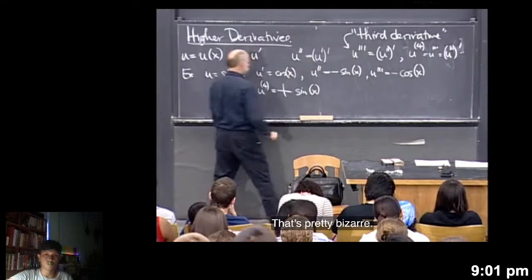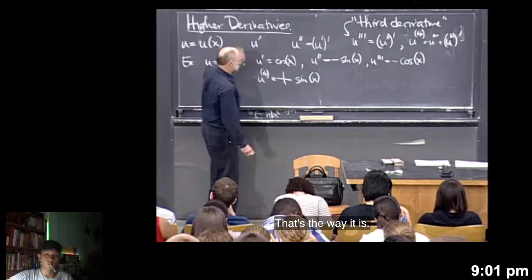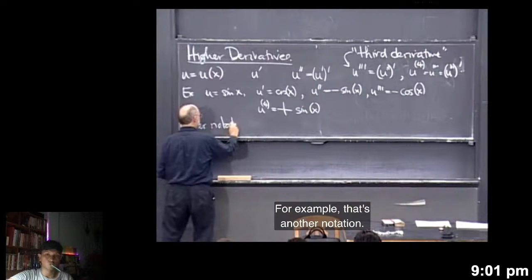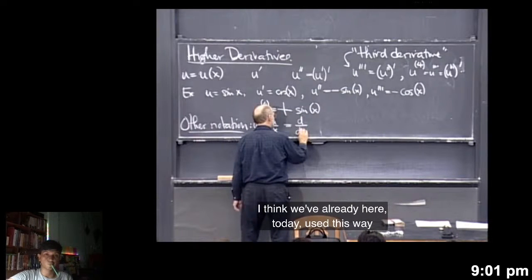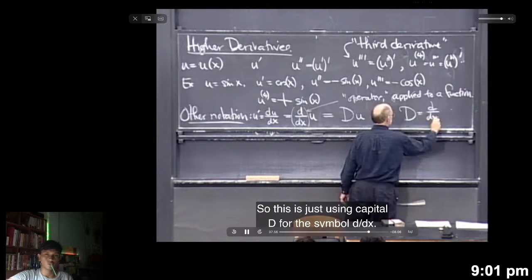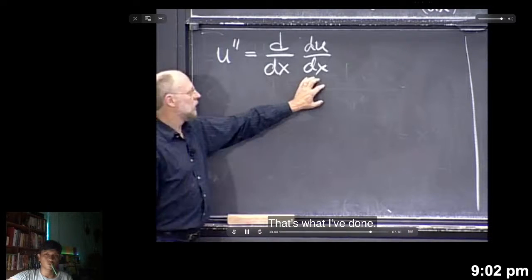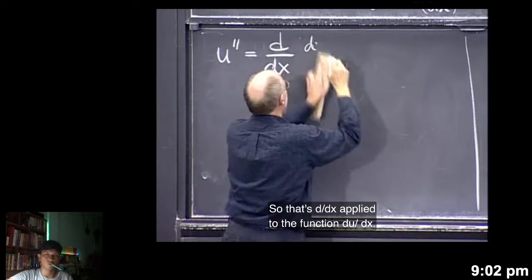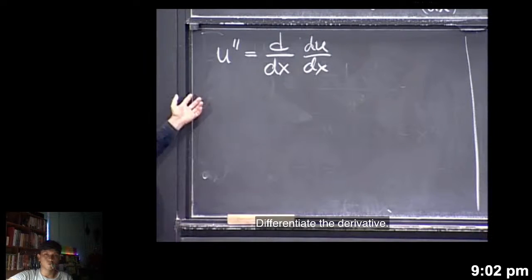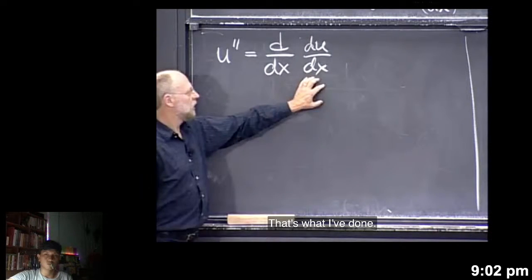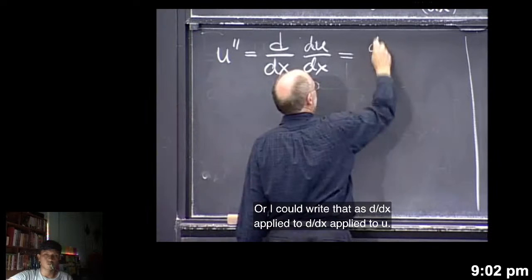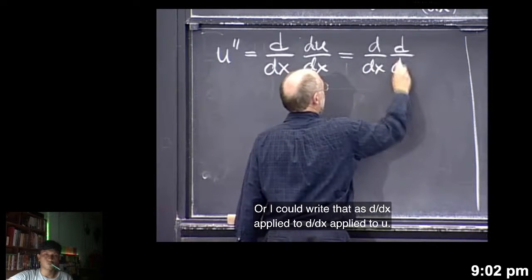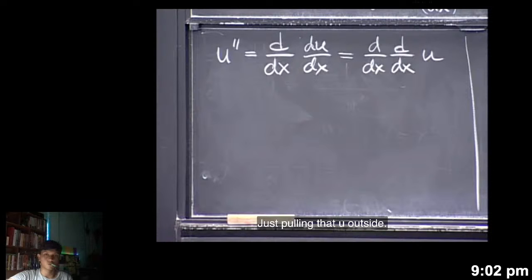Now, this notation, prime prime prime prime, and things like that, they're different. I think we've already here today used this capital D for the symbol d/dx, the derivative. That's d/dx applied to the function du/dx. Differentiate the derivative. That's what I've done. Or I could write that as d/dx applied to u, just pulling that u outside. Do it to the function u further, and write, but that's not what's intended.